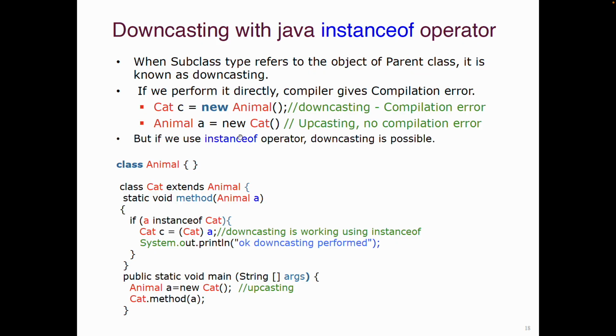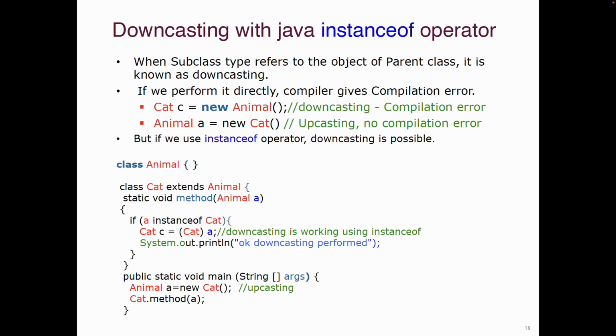In an upcasting, I don't get any compilation error because a cat is an animal. So I'm just putting an animal into an animal object. There is no problem with this. But here, when I'm trying to put an animal inside a cat, well, a dog can also be an animal, or a mouse can also be an animal. So not all animals are cats. That's why I cannot put it. I will get a compilation error. So when I say all cats are animals, I can do this. But when I say all animals are not cats, this will give us an error.